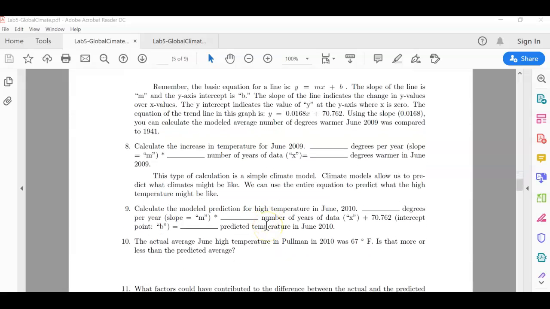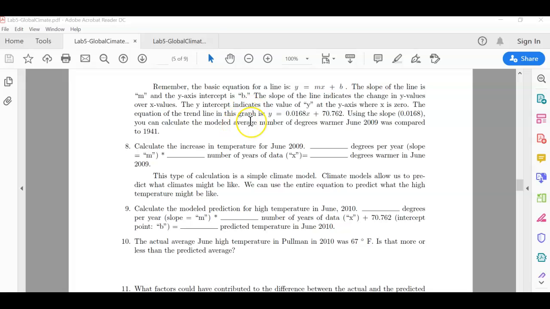Okay, so now comes a little bit more of a mathy approach to things. Remember the basic equation for a line is y equals mx plus b. The slope of the line is m, and the y-axis intercept is b. The slope indicates the change in y values over x values. The y-intercept indicates the value of y at the y-axis where x is 0.